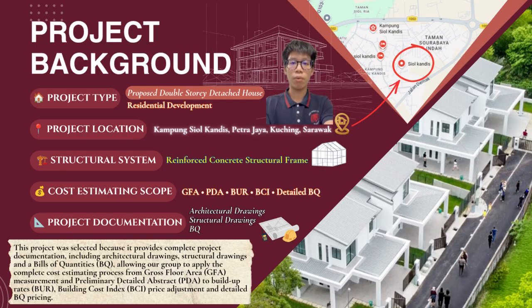So before we begin presenting our findings, I would like to briefly introduce the project that forms the basis of our cost estimating coursework study. Our group, Group 11, has selected a proposed double-storey detached house located at Lot 3011, Block 18, Salak Land District, on Jalan Demak, Kampong Sio Kandis, Petra Jaya in Kuching, Sarawak, Malaysia.